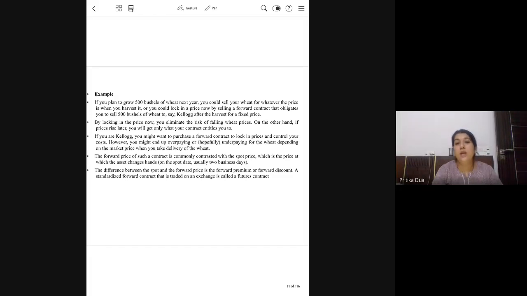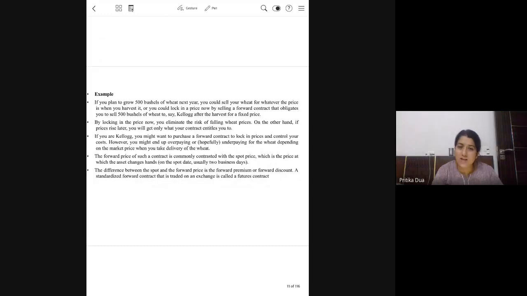So here the party which is planning to sell wheat wants to lock in the prices so that if there's any price fall in the future, you are able to hedge your position against that. On the other hand, the counterparty, which is Kellogg's here, would want to purchase a forward contract so as to lock in the prices to avoid any price rise later. So both the parties enter into the forward contract today, and they lock in the price of exchange.